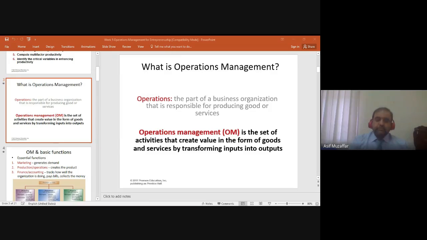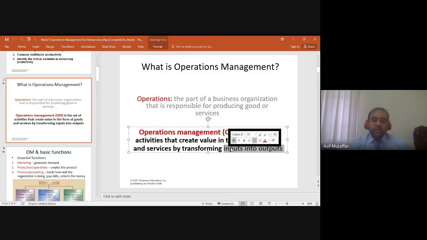Okay, so operations is the part of the organization, the part of the business, that is responsible for producing goods or services. So what is operations management? It is the set of activities that create value in the form of goods and services by transforming inputs into outputs. In this definition, you must understand what is input and output. So what does it mean?